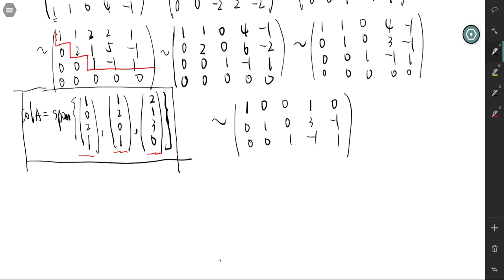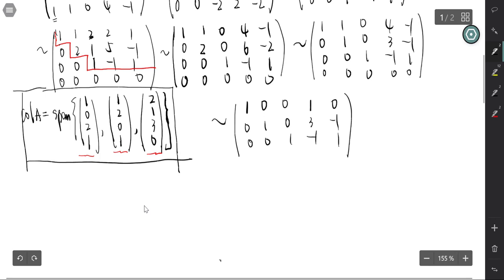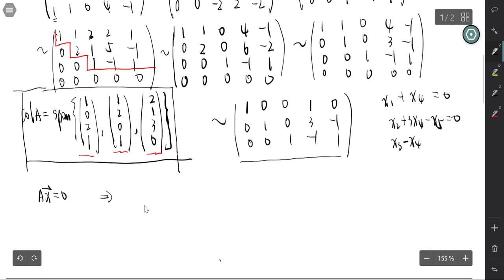Now we can find the null space. First, Ax equals 0. The solution of Ax equals 0 we get by this. If we write the corresponding linear system of this matrix, that is x1 plus x4 equals 0, and x2 plus 3x4 minus x5 equals 0, and x3 minus x4 plus x5 equals 0. Actually, we can write the solution directly, using a faster method. We talked about this before in the first video.